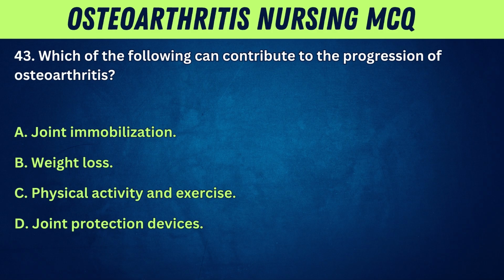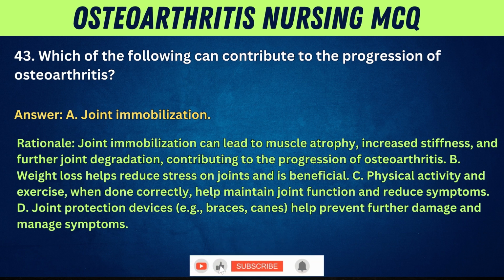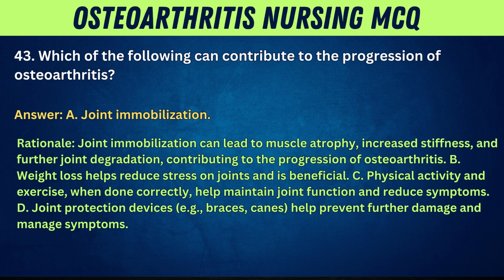Joint protection devices. Answer: A. Joint immobilization. Rationale: joint immobilization can lead to muscle atrophy, increased stiffness, and further joint degradation, contributing to the progression of osteoarthritis. B. Weight loss helps reduce stress on joints and is beneficial. C. Physical activity and exercise, when done correctly, help maintain joint function and reduce symptoms. D. Joint protection devices, e.g., braces, canes, help prevent further damage and manage symptoms.